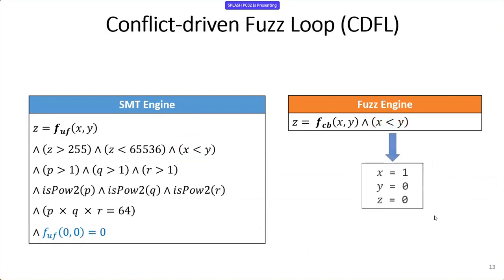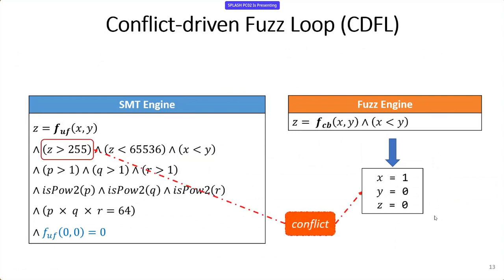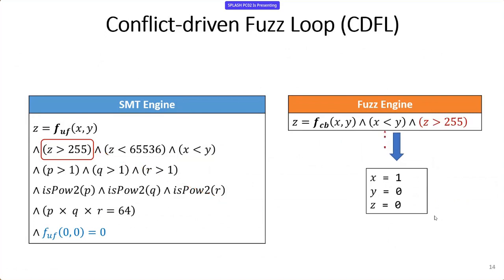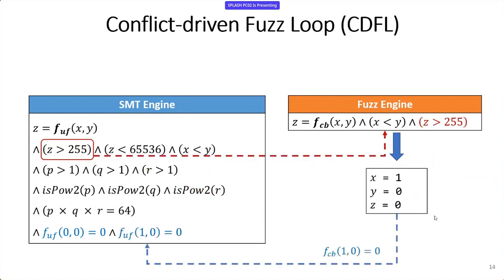In the next iteration, with the new clause x less than y, it also tries to generate... Sorry, I think there is an issue. Okay. So it tries to generate a new example, and then also finds a new conflict. And then it keeps on going in the same way.